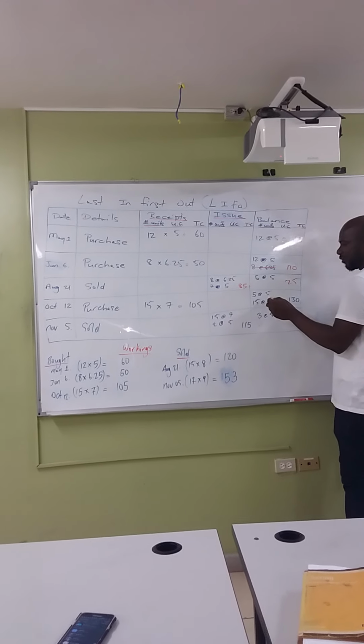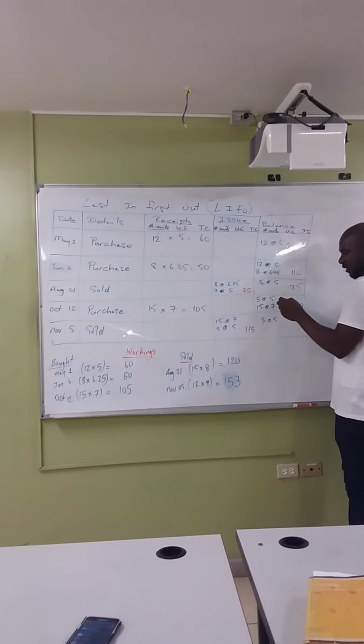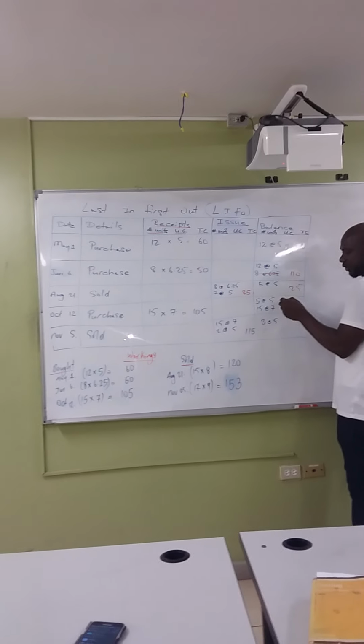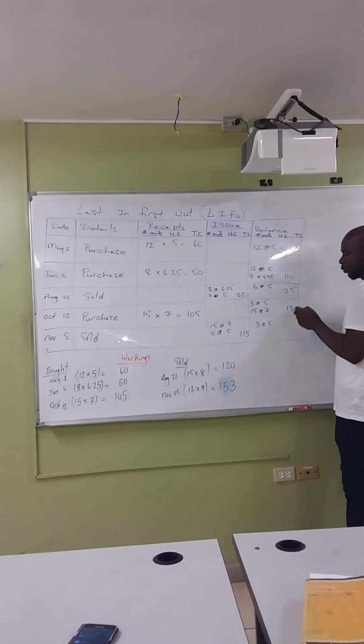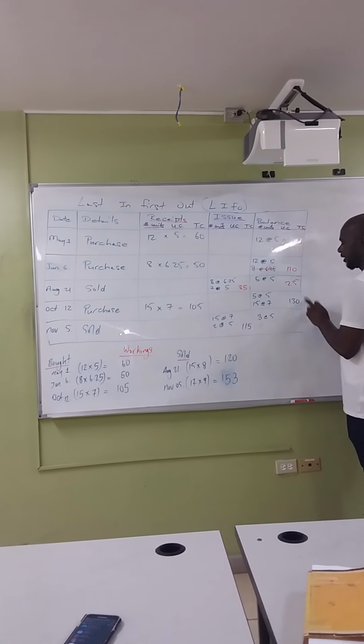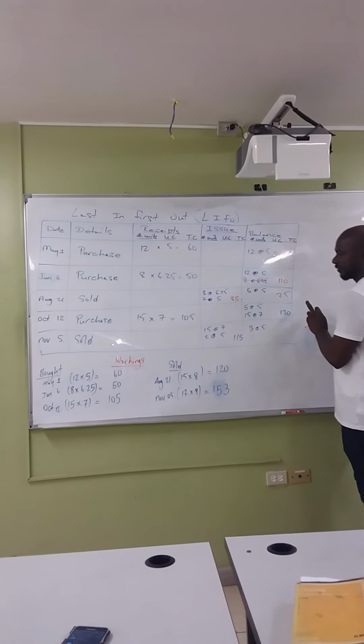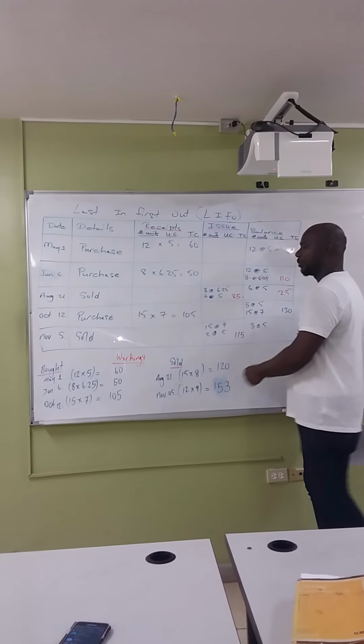So the total value of your inventory: 5 at 5 would have given you 25, and 15 at 7 gives you 105. When you add the 105 plus your 25, you get a total of 130. So your inventory value is 130.